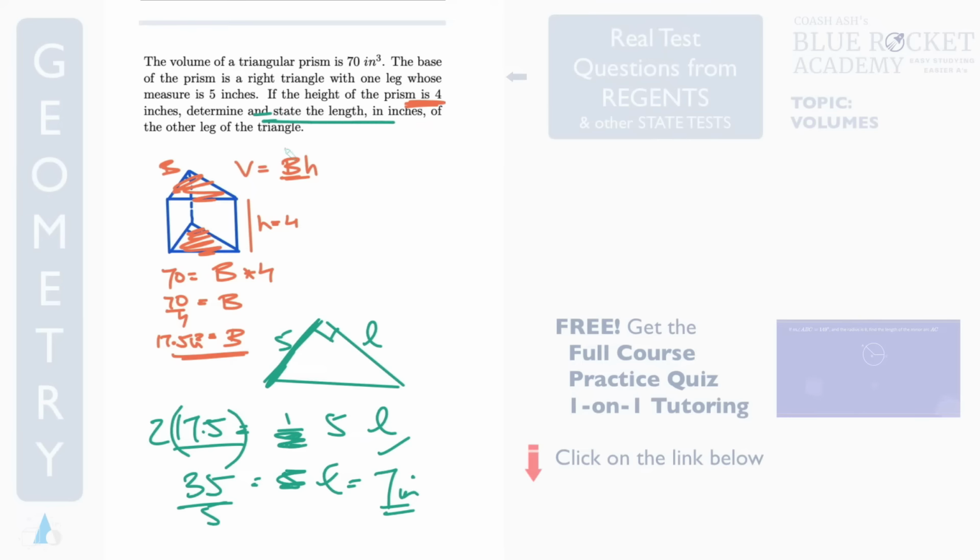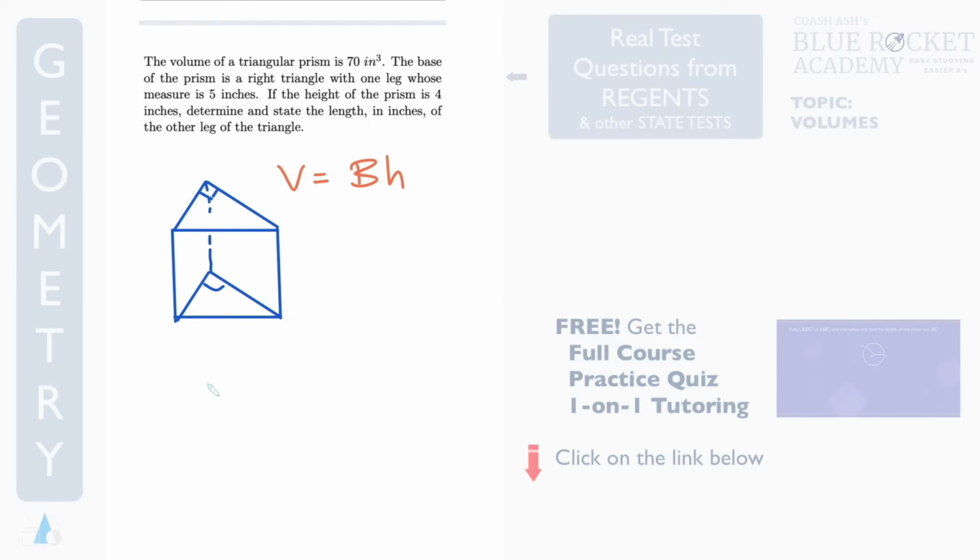It is the length of this particular part of the base over here. Now you try to solve this problem if the volume of the triangular prism is not 70 anymore, it's 280 inches cubed.